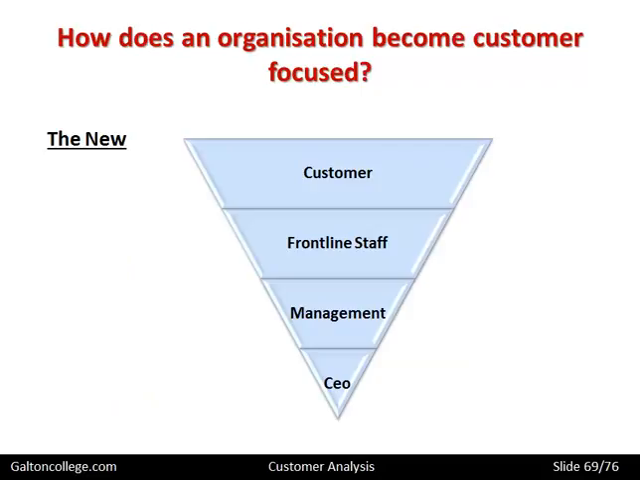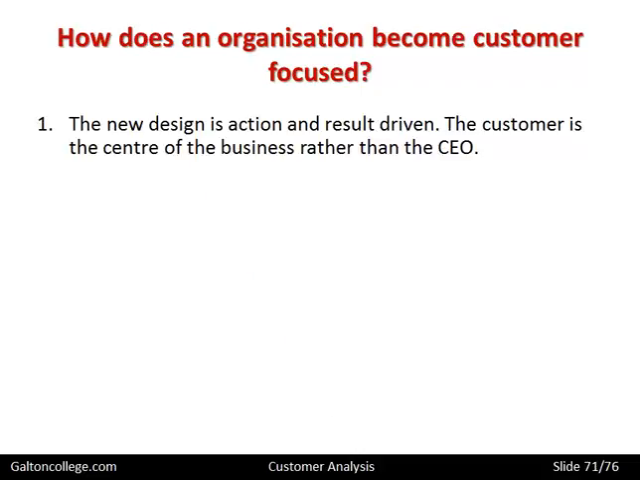Here's the new idea. The customers at the top, frontline staff next, management next, and the chief executive officer, who's still very important and very powerful, obviously. The CEO is the one who holds it all together, but recognizes where, in terms of importance, the rest sit in this particular context. The new design is action and result driven. The customer is the center of the business rather than the CEO. It's the customer that's the most important, not the CEO. It's the customer who buys the product.